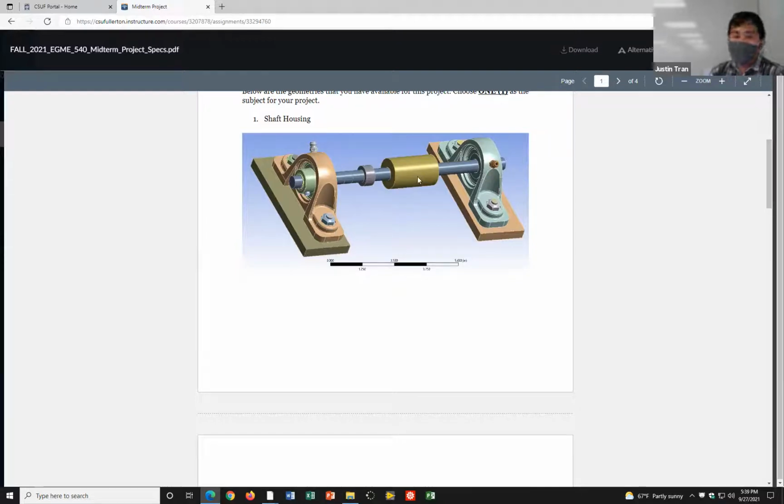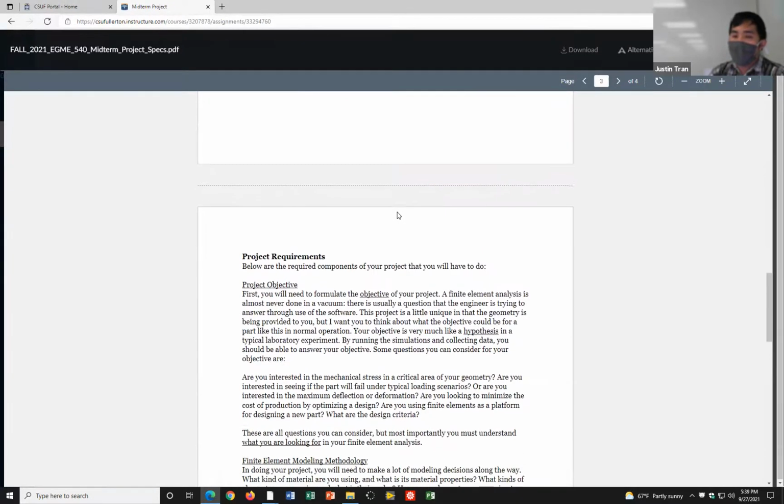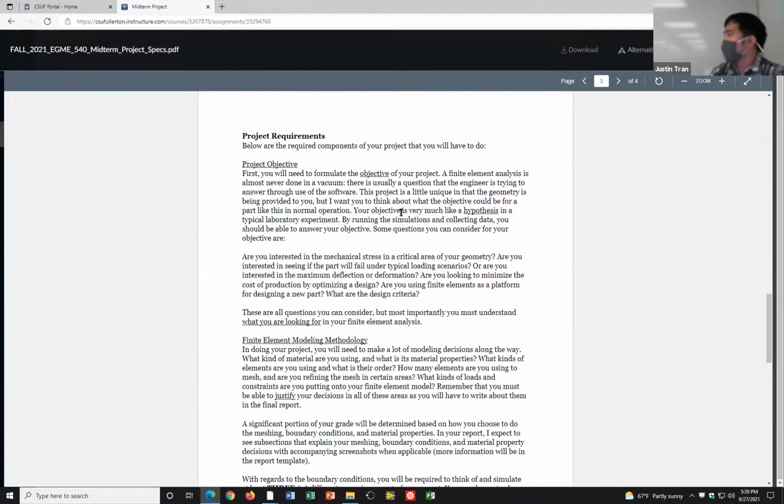And so I want you to think about what is a common way for a shaft housing like this to break, or a globe valve like this to fail, okay? And then work that into your objective, okay? And so your objective should be, we're looking specifically at whether the shaft housing is going to fail under this particular loading scenario, okay? Right.